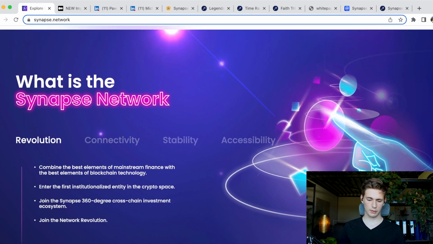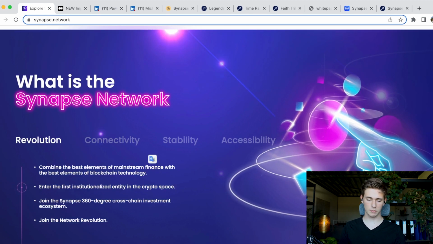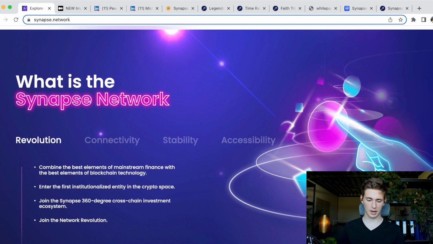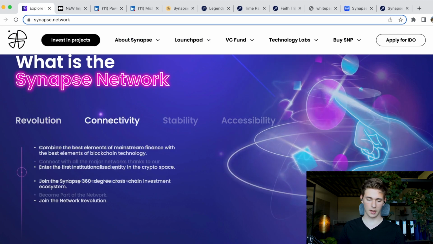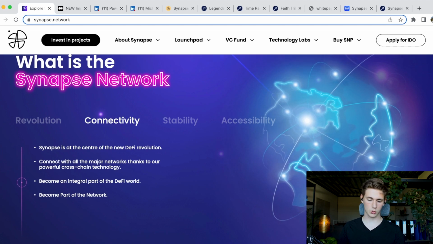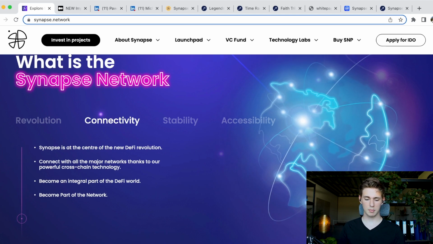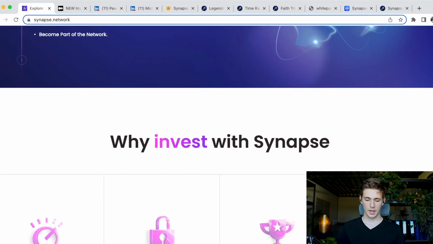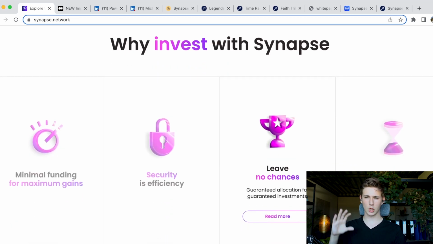So here we see the revolution, combine the best elements of mainstream finance with the 360 degrees cross-chain investment ecosystem. Yep. Connectivity. Synapse is at the center of the new DeFi revolution. Connect with all major networks thanks to our powerful cross-chain technology. Become an integral part of the DeFi world and become part of the network. Yeah, okay.